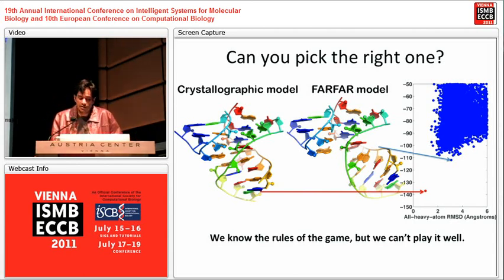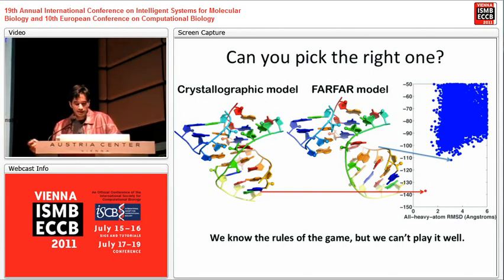This is, in other words, we know the rules of the game. We're supposed to create structures like this that are beautifully packed, compact, forming nice hydrogen bonds or base pairs. But we can't play it well. Our existing automated methods produce RNAs that don't look as good. They're not as well packed.